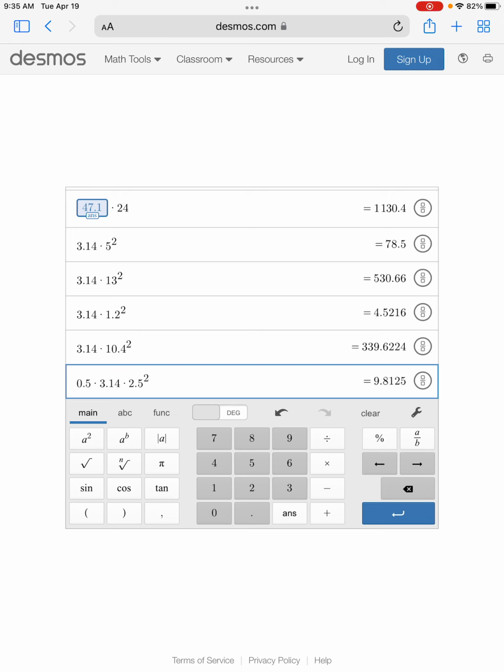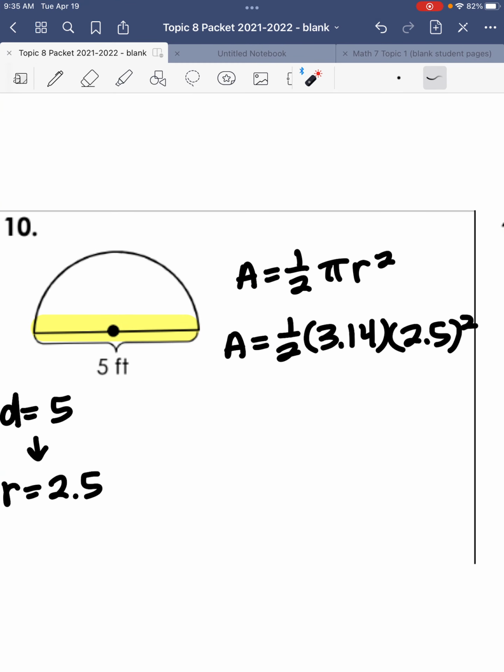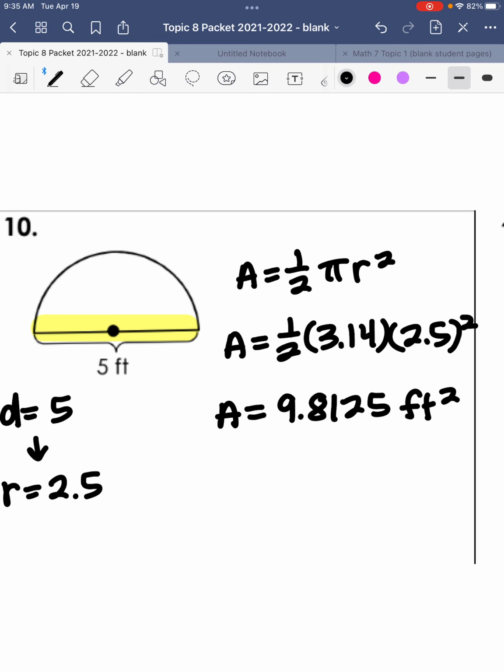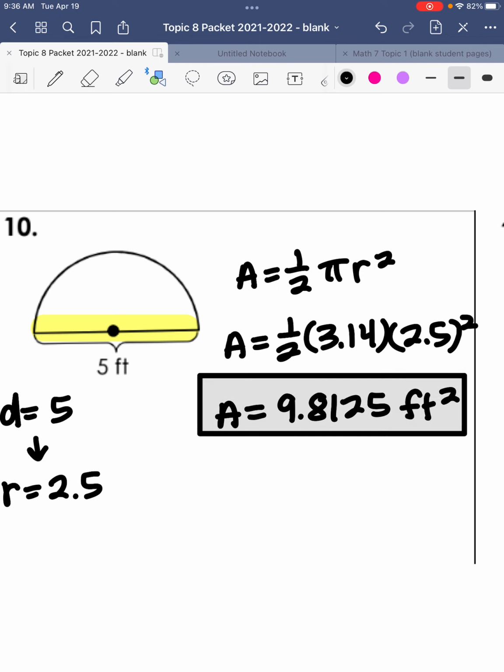And I get 9.8125. So my area is 9.8125 feet squared. So remember, all we have to do is find half of the area because it takes up half of the space because it's just half of a circle.